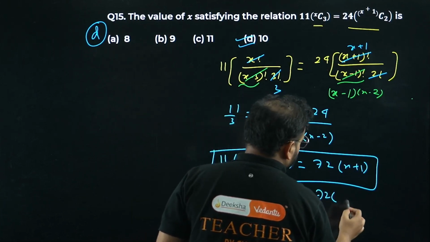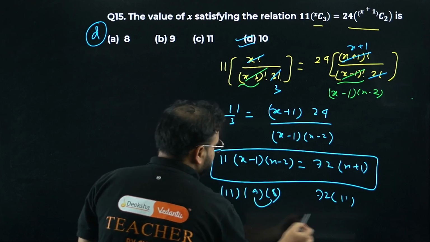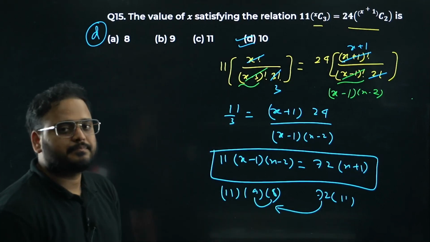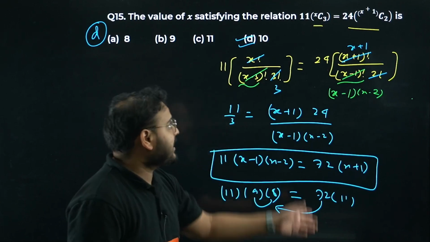72 into 10 plus 1 is 11. Please check this out. 9 into 8 is 72 only. Are they same? You can check that like this also. If you want, you can check like this as well. Correct or not? Take x value as 10.